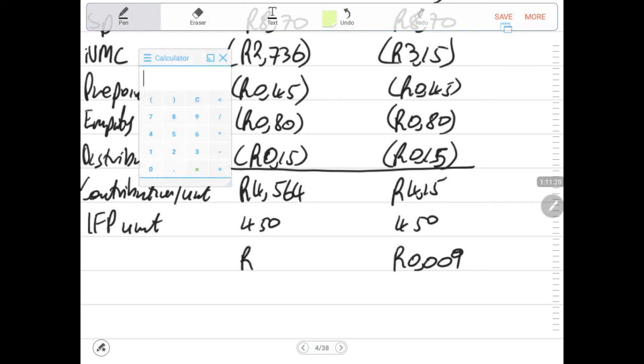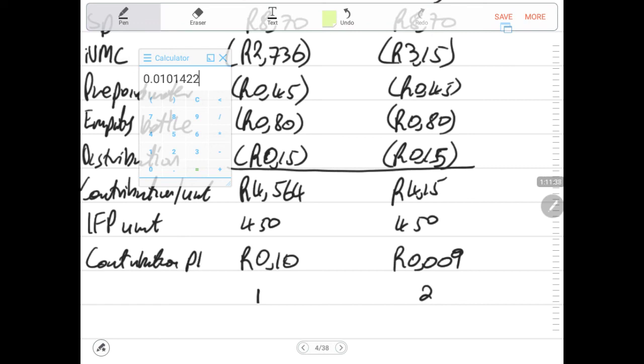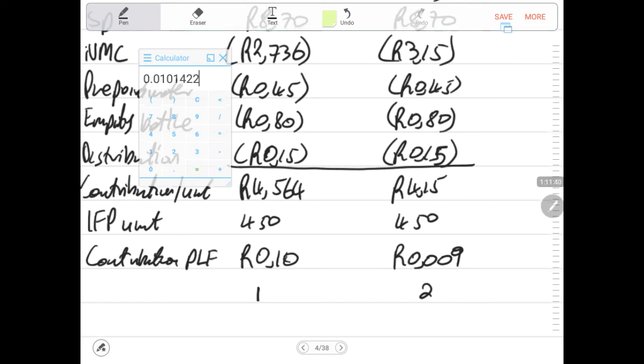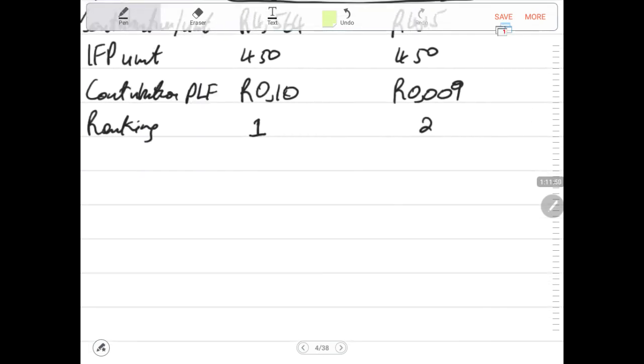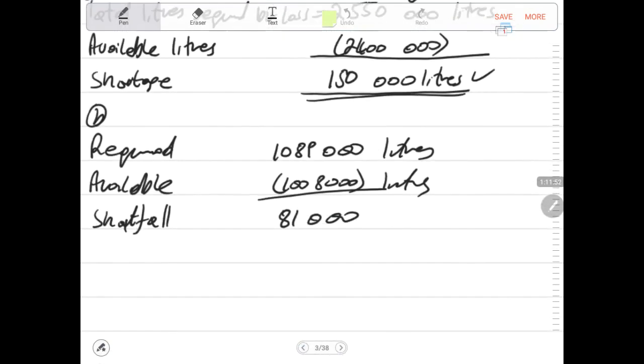Then this one, 4.564 divided by 450. Remember, the other is 0.09 here, so the ranking will be number 1 and this will be number 2. This will be the contribution per limiting factor. Then we do our ranking. After we're done with our ranking, we now allocate the limited resources accordingly.